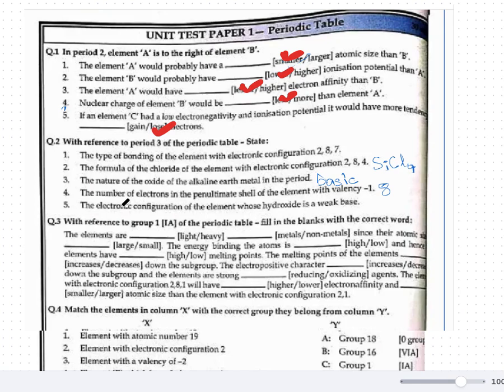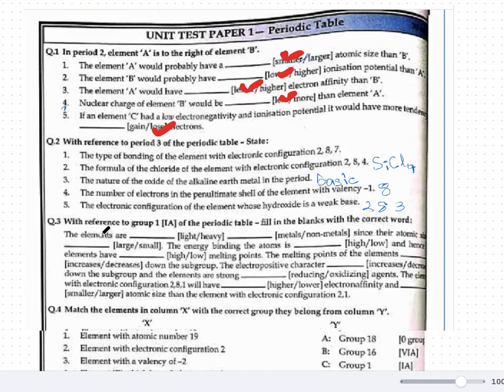8 clearly, okay. The electronic configuration of the element whose hydroxide is a weak base, in period 3, is going to be 2, 8 and 3, because it is aluminium hydroxide. Let's come to question number 3.